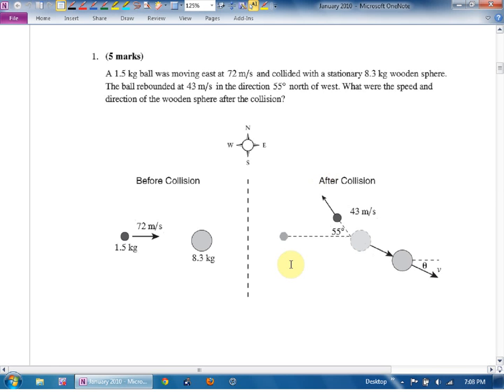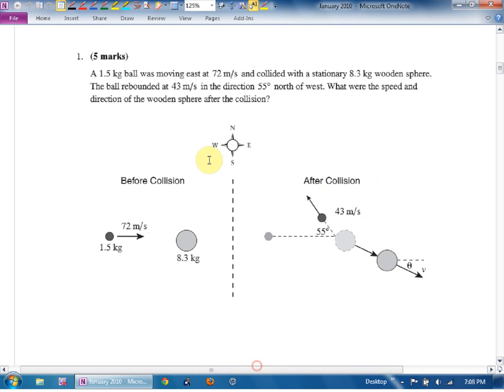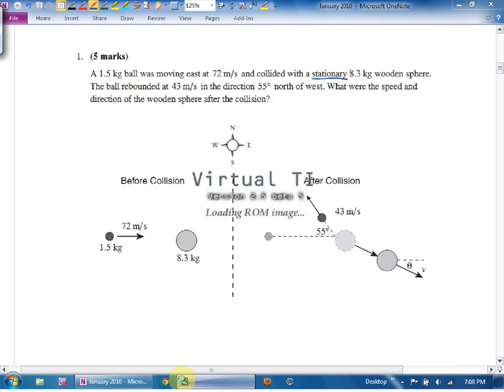A 1.5 kilogram ball moving east at 72 meters per second. By the way, hopefully you just glanced at this and you've done enough of these that you're going, I'm pretty sure there's a collision with momentum. Collided with a stationary, I would probably underline the word stationary. That's very, very important. Wooden sphere, the ball rebounded at 43 meters per second in the direction 55 degrees north of west. What were the speed and the direction of the wooden sphere after the collision?